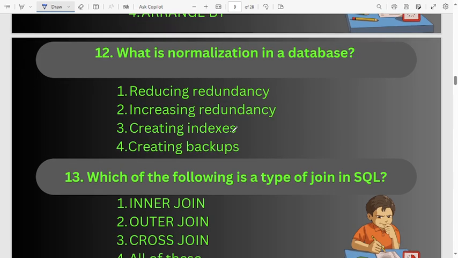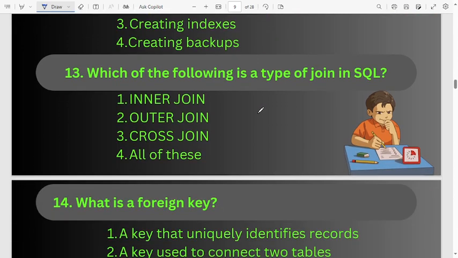The next question is, what is normalization in database? The question is repeated, but still it is used for reducing the redundancy. Which of the following is a type of join? Join in SQL. As the name suggests, join. Join means jorna, like how to get the output from the two different tables. So for this purpose, there are many joins in SQL.